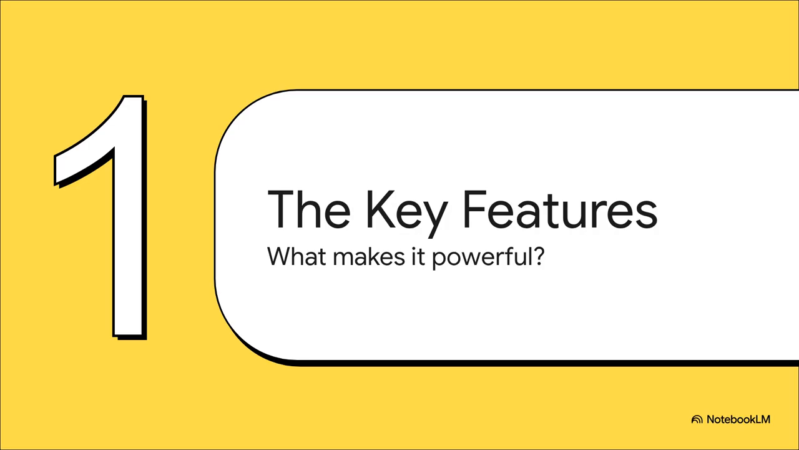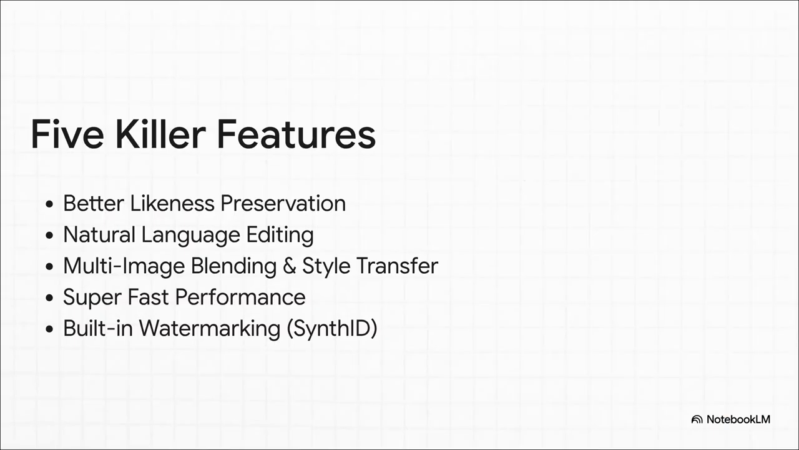So we get the basic idea. But you might be thinking, hey, there are a million AI editors out there already. So what's the big deal with this one? Why is Nano Banana the one turning heads? Well, it really comes down to a few key features that are honestly total game changers. Here are the 5 big ones. First up is likeness preservation. And this is a big deal, you guys.